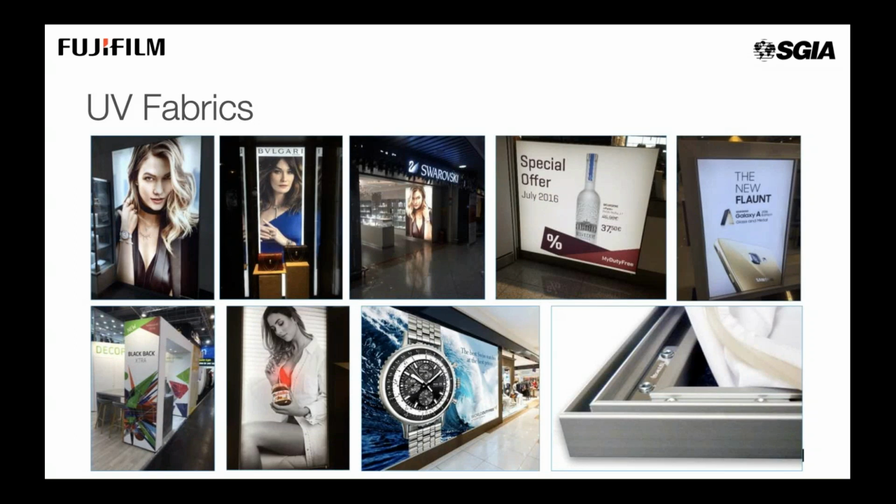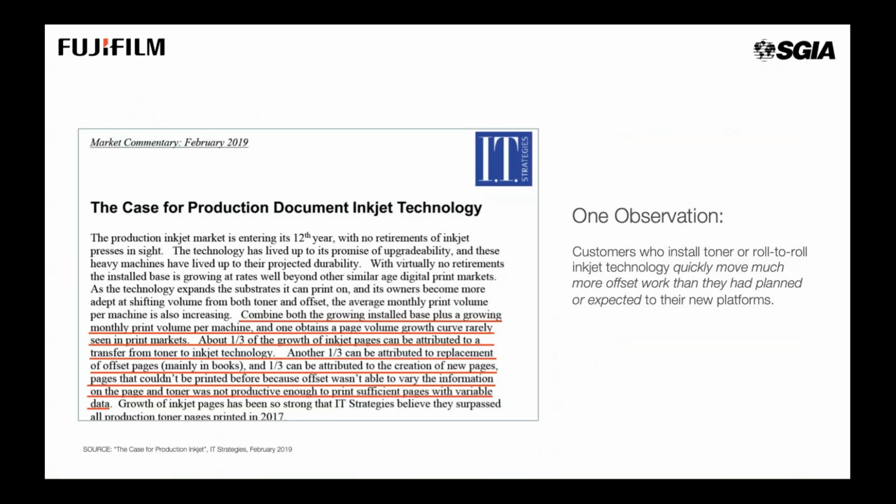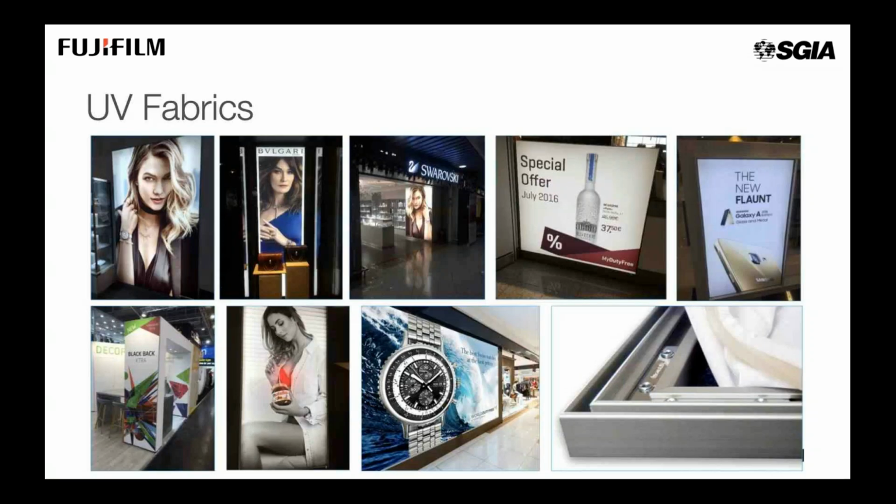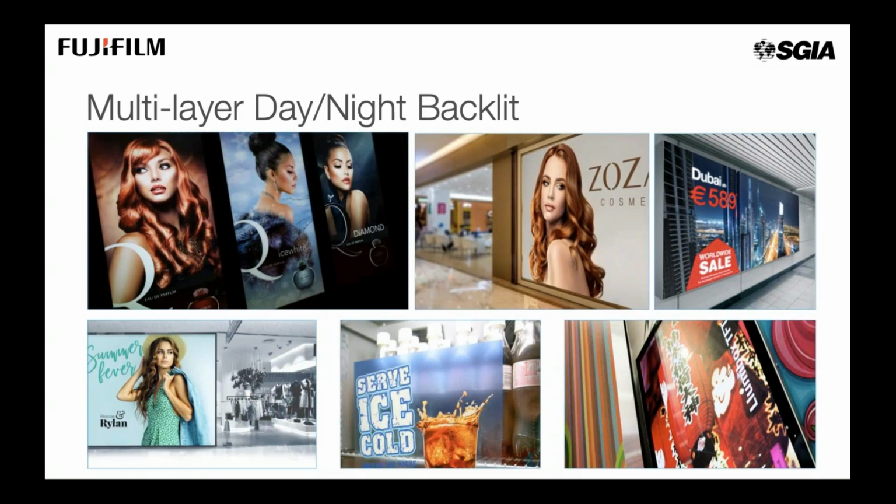I also want to show these are some new premium and non-traditional materials that you can see happening in inkjet. These are some that we've done here at Fujifilm, but you can see we've got UV fabrics that have sprung up in the last couple of years and are pretty ubiquitous. We've got newer multi-layer day and night backlit. We're seeing this replacing a lot of signage in public spaces.